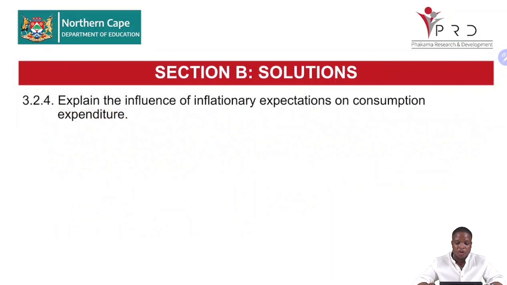Explain the influence of inflationary expectation on consumers on consumption expenditure. So if we are expecting inflation to increase, what will consumers do? If you know that prices are increasing tomorrow, what are you going to do? Just think about it. If you know that prices will increase and you really need this thing, you may want to buy it today because you are now panicking that the price may be too high and you may not be able to afford it.